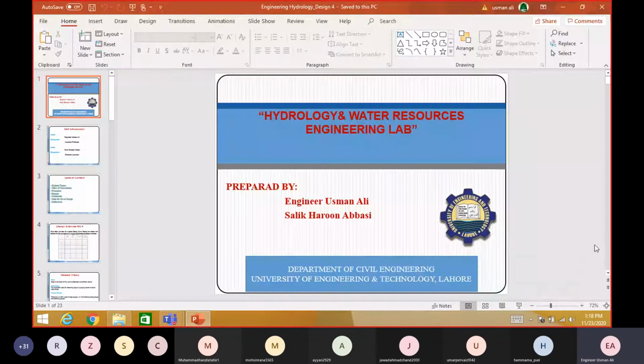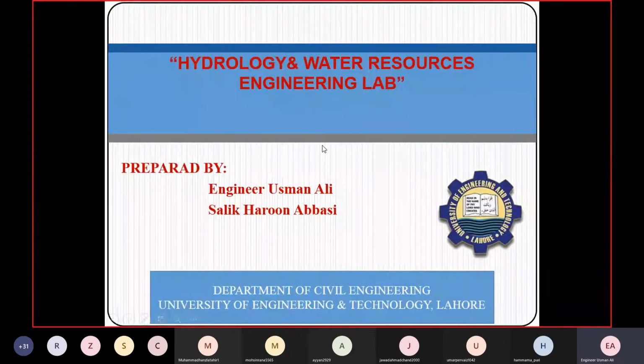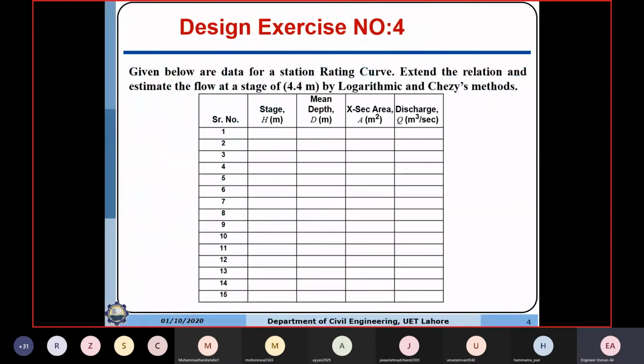So Design number 4 is what we have to discuss and complete today. First of all, let me start with the statement. Better to open your manuals with you. Design number 4 starts from page number 36 of the manual. So if you open it, you can understand more.